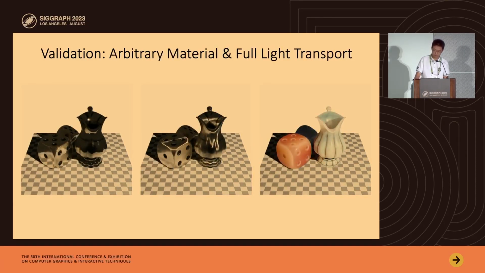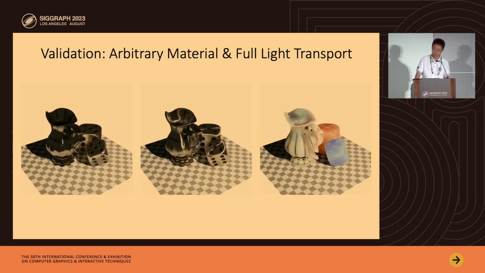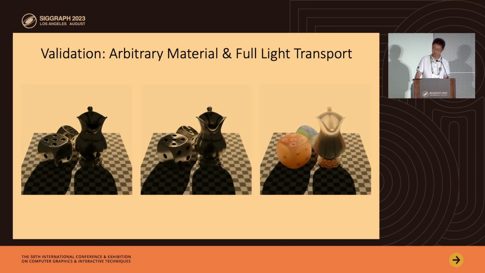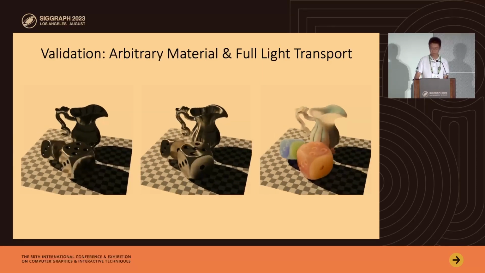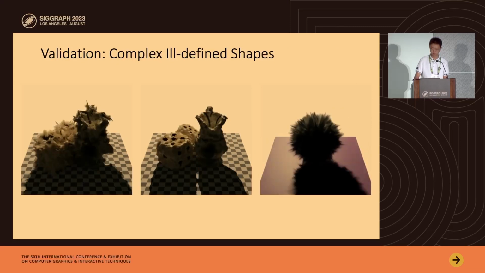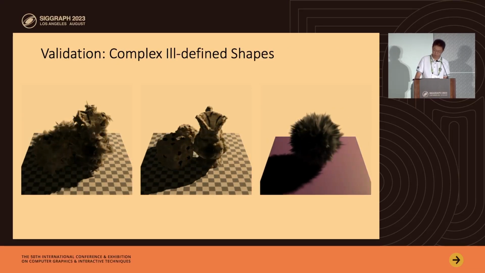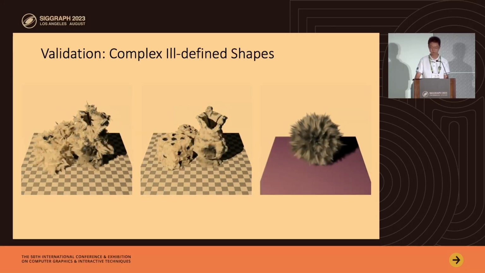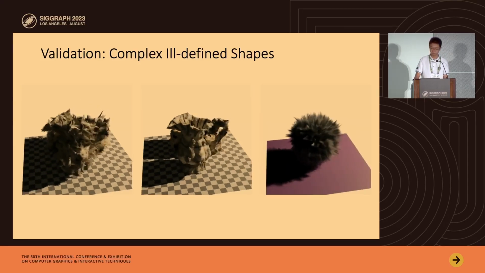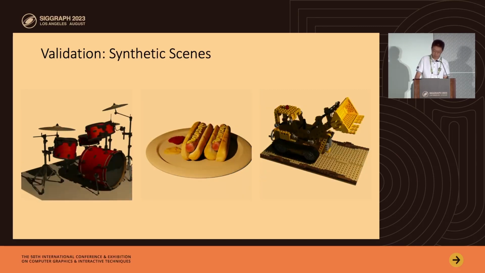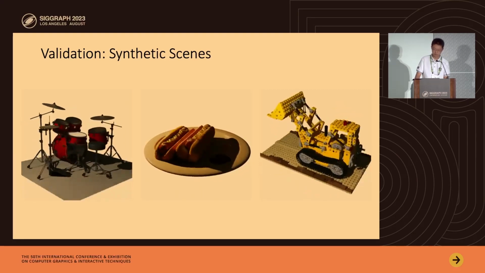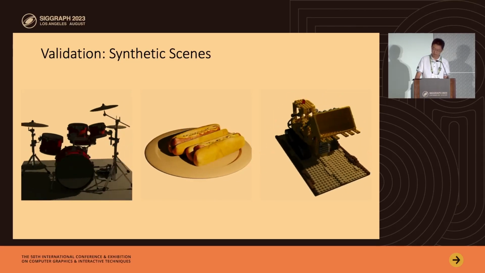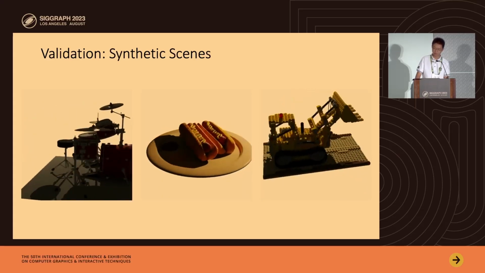Our method is not limited to a specific material. We can handle objects with highly specular appearance, anisotropic material, and subsurface scattering. And even furry objects with ill-defined shapes are not a problem for our implicit shape representation. Our method, of course, also works well on typical NeRF test scenes such as the drum set, the hot dog, and the Lego scene, except that, unlike classical NeRF, we can change the lighting now.